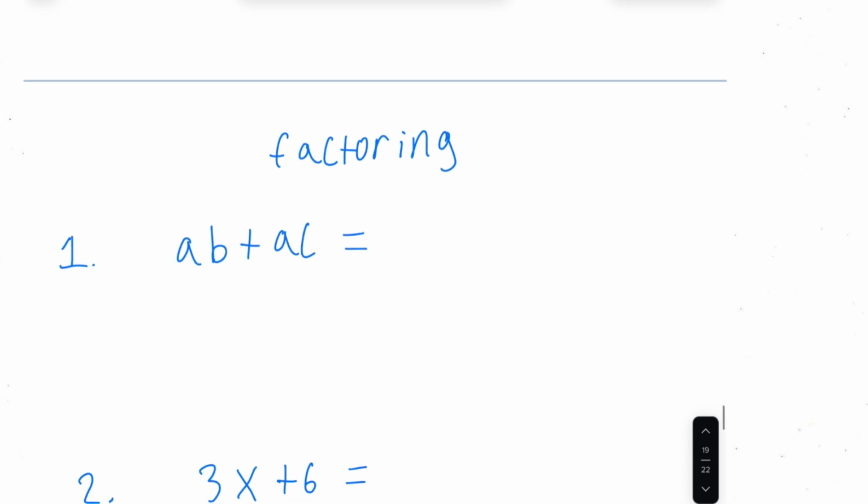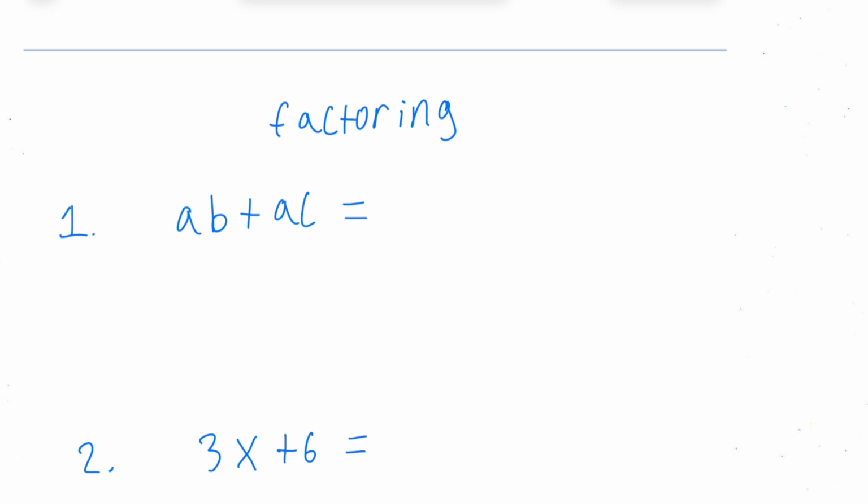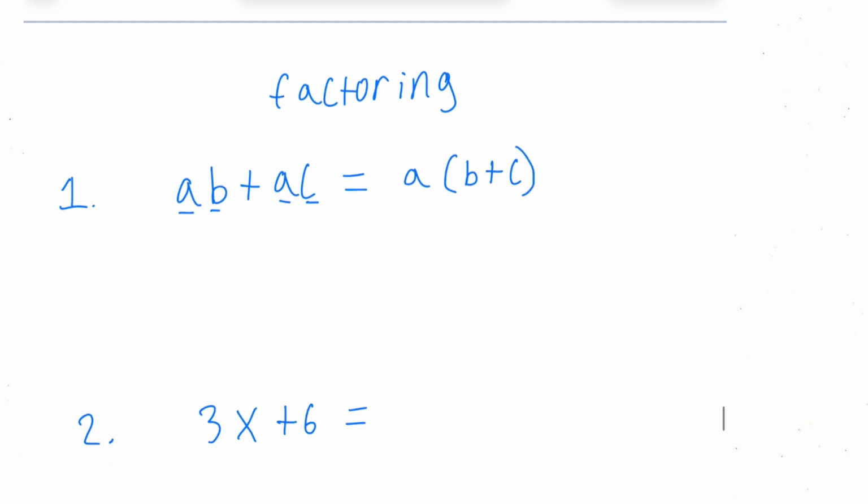Factoring is basically just the reverse of what we were just doing. So here we have a common factor between AB and AC. The common factor here is A. So what we can do is we can pull it out, set up some parentheses, and just leave the stuff that we had left behind in the parentheses. So we left behind B, and we left behind C. So let's take a look at another example.